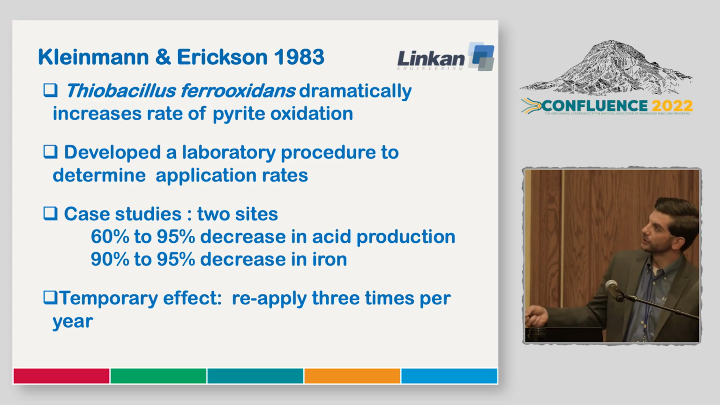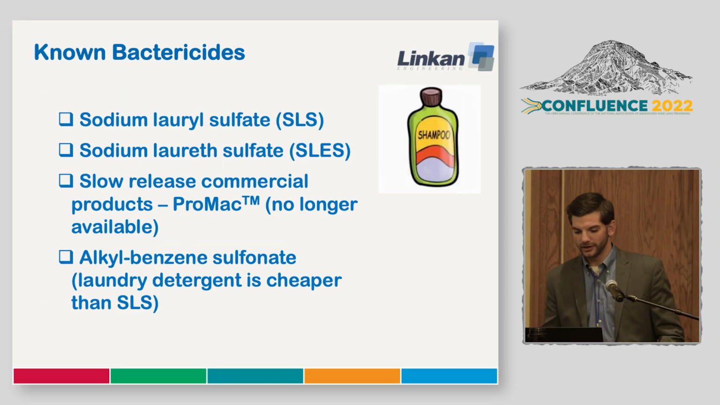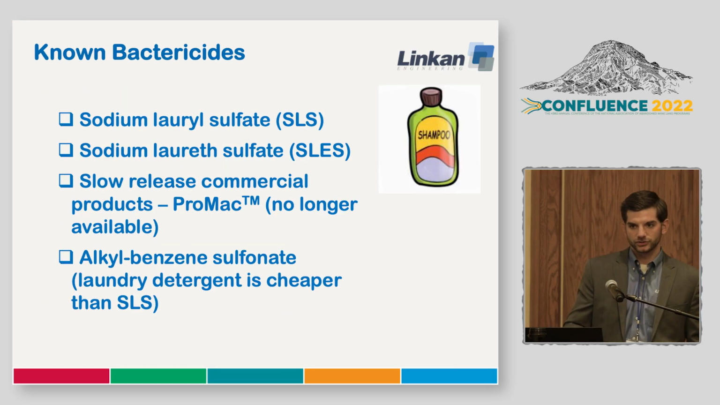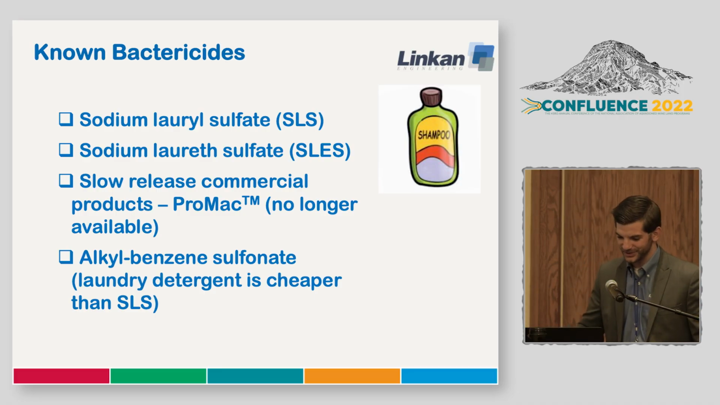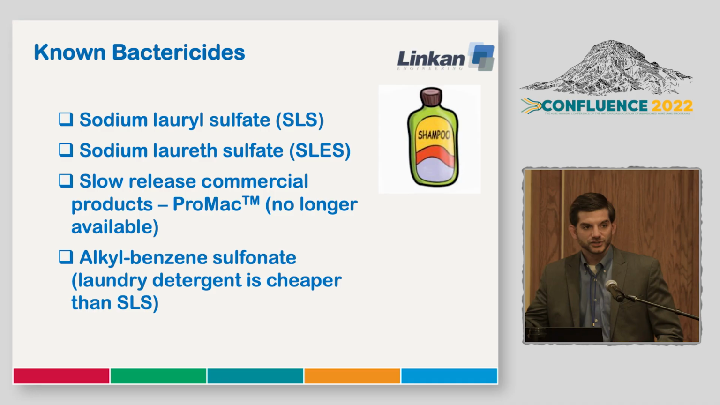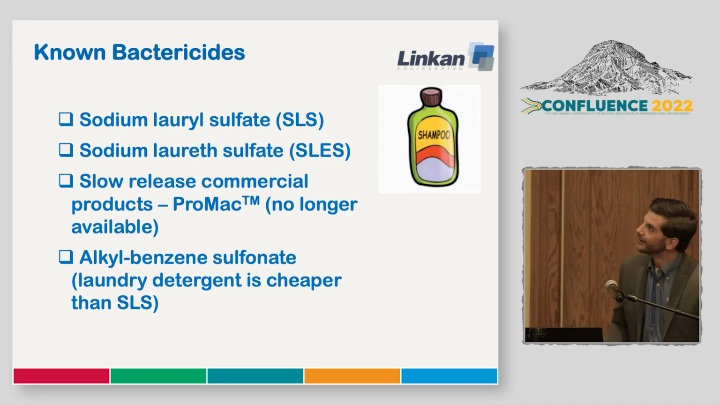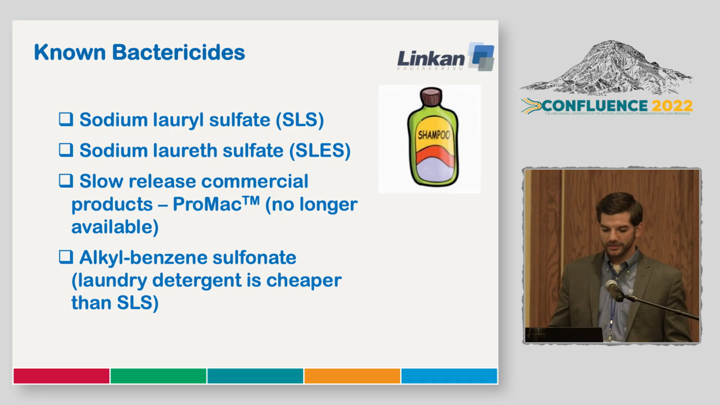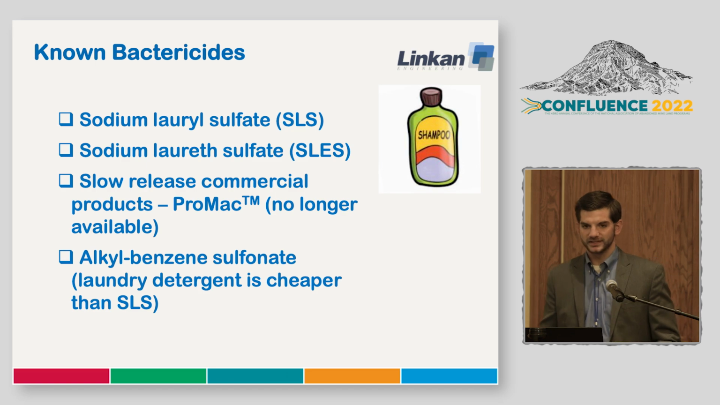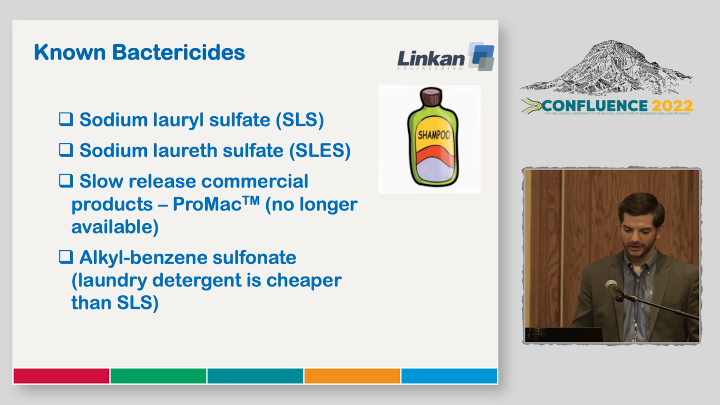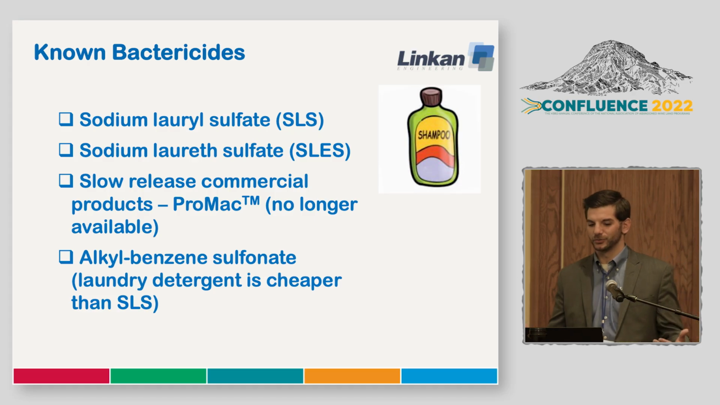So I've kind of alluded to some of these. These are what are in our GeoPH pharmacy. So some known bactericides: sodium lauryl sulfate, sodium laureth sulfate, those slow release pellets I've been alluding to, Promac, and then this alkyl benzene sulfonate. Laundry detergent is cheaper than just buying pure sodium lauryl sulfate.